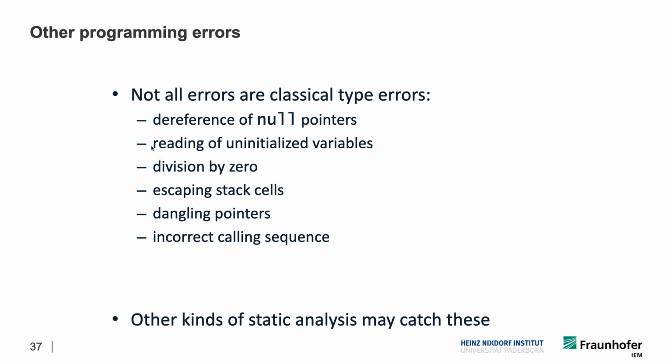Reading of uninitialized variables, yeah, normally if you see an int-type variable, that doesn't really tell you whether that variable has been initialized or not, right? So there can be type systems where you sort of augment the actual type with some other metadata, right? Signaling whether this int type variable has been assigned or not, or initialized or not. And you could still call this a type system, but you know, typically a regular type system would not take care of this. Then things like division by zero, escaping stack cells, dangling pointers, incorrect calling sequences, all of this is not what's regularly done in type systems. There are exceptions, like I said, but normally that's done rather through static data flow analysis. And so, yeah, other kinds of static analysis actually match these problems.